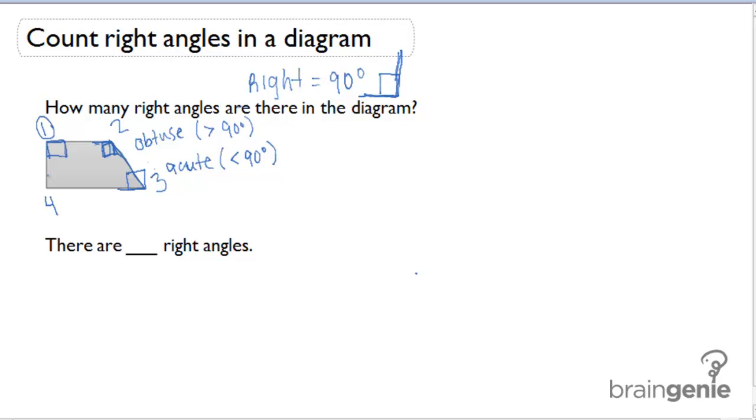And lastly, if I draw a square right here in angle 4, that square fits in perfectly, which shows me that angle 4 is a second right angle. So therefore, there are 2 right angles in this quadrilateral.